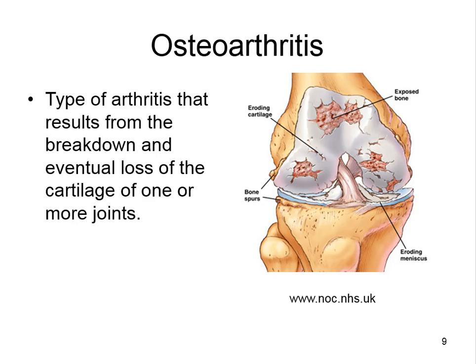Osteoarthritis. This is a type of arthritis that results from the breakdown and eventual loss of the cartilage of one or more joints. Often involves weight-bearing joints such as the knee and hip, and joints in the fingers, the interphalangeal joints. And the phalanges are the fingers, so it's between the finger bones. It's a chronic inflammatory process of joints and bones that results in degeneration of joint cartilage and formation of new bone.